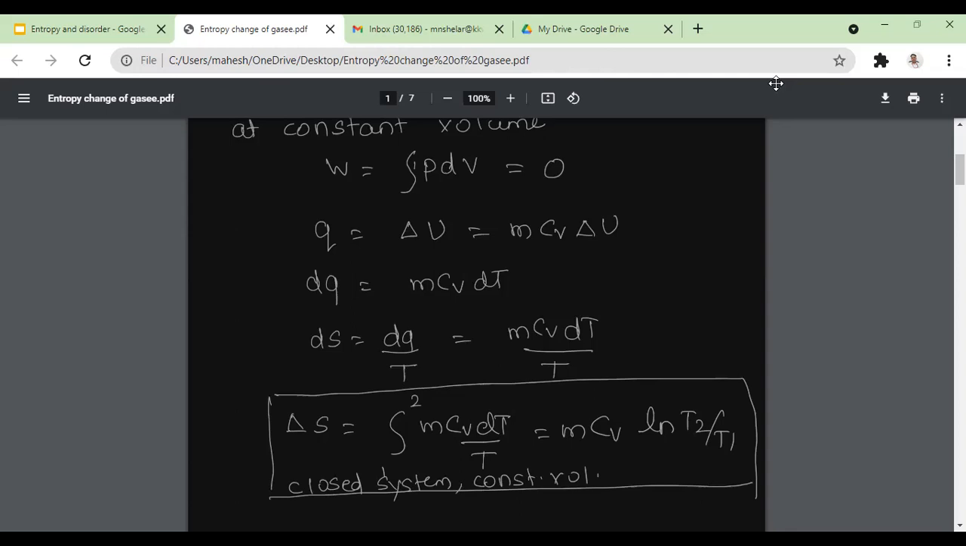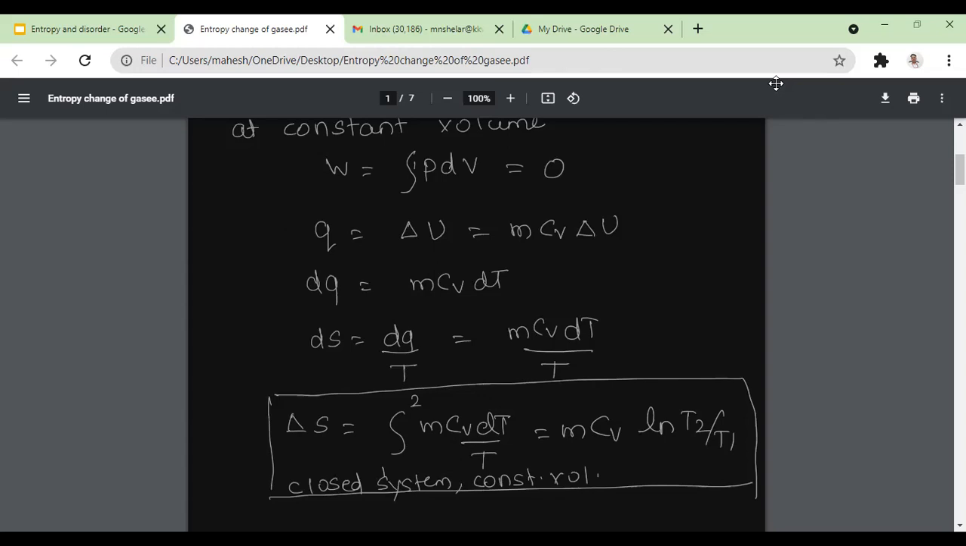So the change in entropy when the system is a closed system and the process is a constant volume process can be calculated by the expression delta S is equal to mCv, that is the specific heat at constant volume, into ln, which is log to the base e, of T2 by T1, where T2 is the final temperature and T1 is the initial temperature.